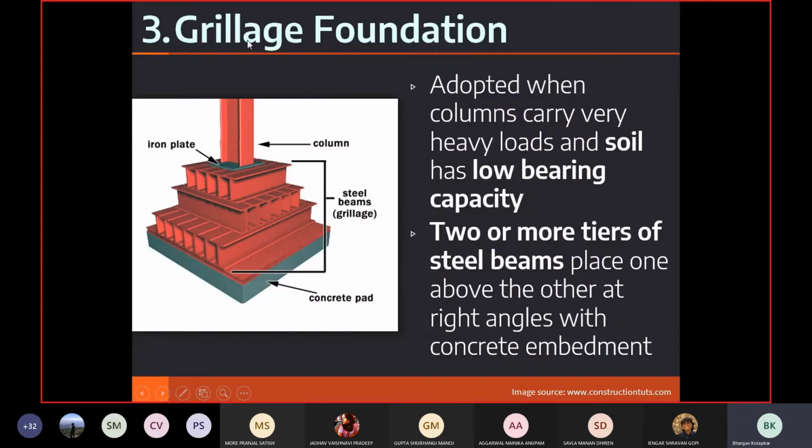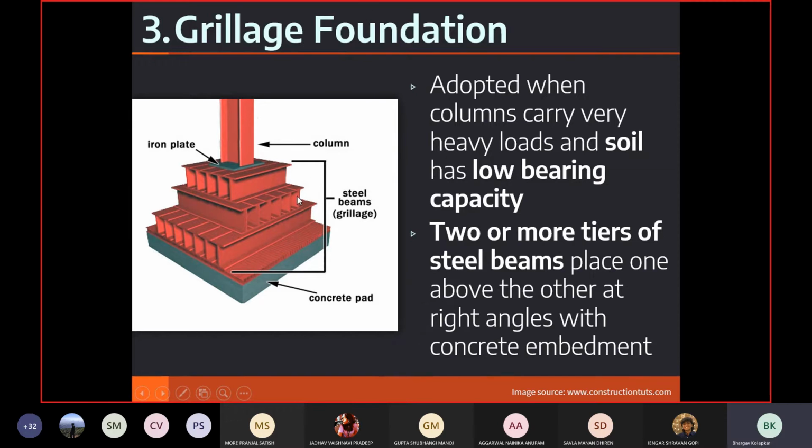And the final type is the one that is used when the soil is really weak, as in really, really weak. In that case, simply providing a base plate is not going to help us transfer the loads into the footing and then into the soil. In that case, we use what is called a Grillage Foundation.